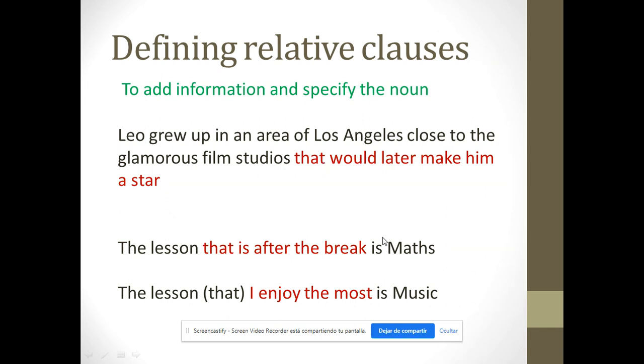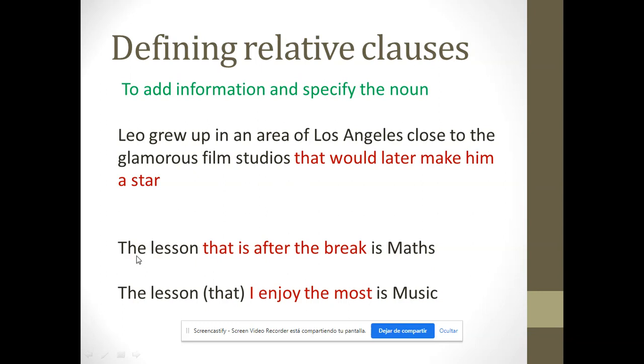I found some examples from the book, from the pages you are supposed to do, and from the text we read last week. The text on Leo DiCaprio said he grew up in the area of Los Angeles, close to the glamorous film studios, and this, the part in red, is the relative clause, that is a mini sentence to add information and specify which noun we're referring to, in this case, which studio.